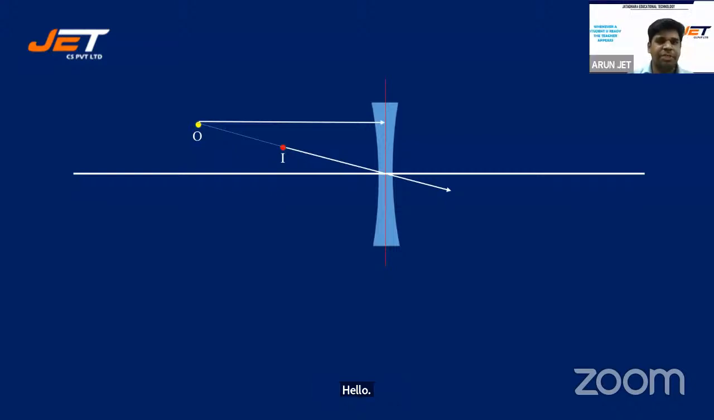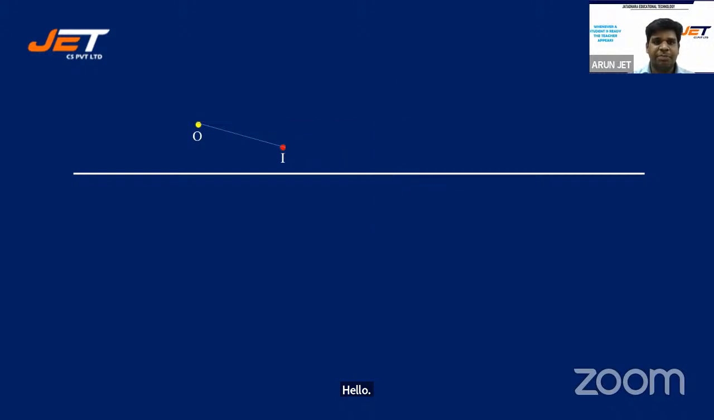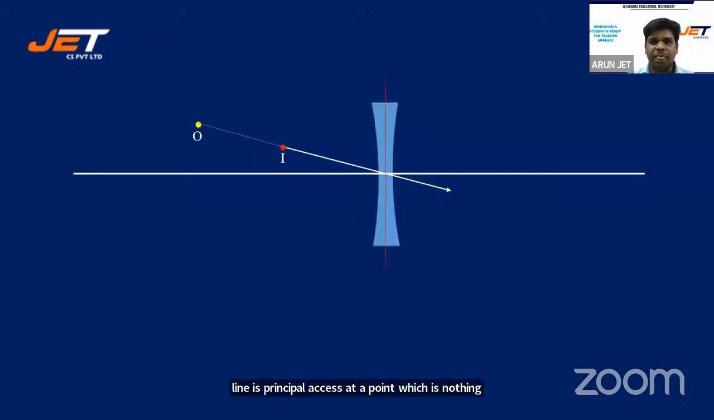Yes, Shashank, that's absolutely right. You have followed the thought process precisely. I'll just come again to highlight what Shashank is saying. I'll join the line between object and image, and that will cut the horizontal line, the principal axis, at a point which is nothing but the optic center of the lens. And that lens is a concave lens.